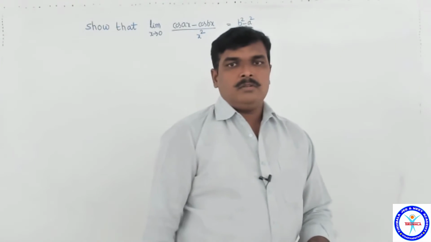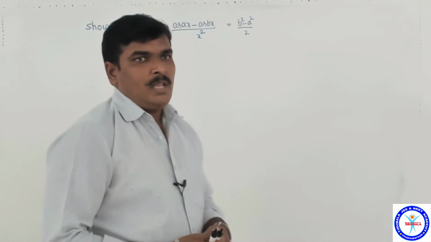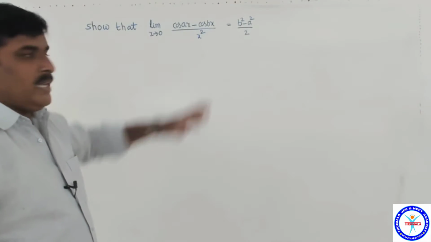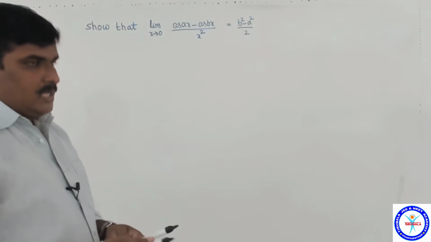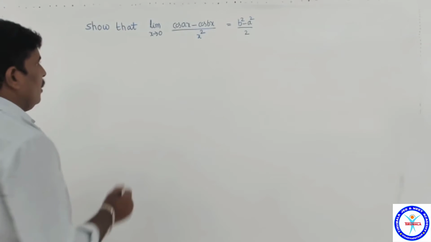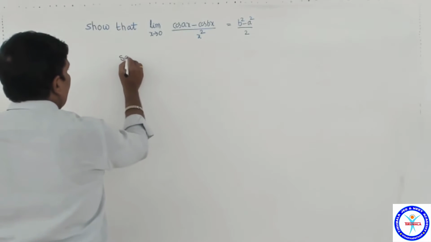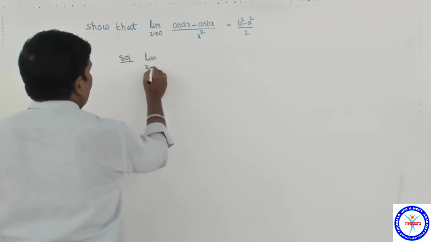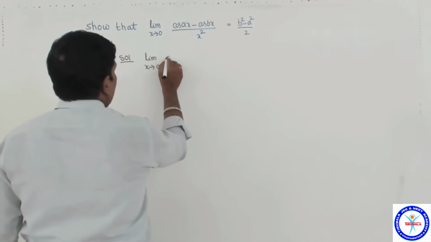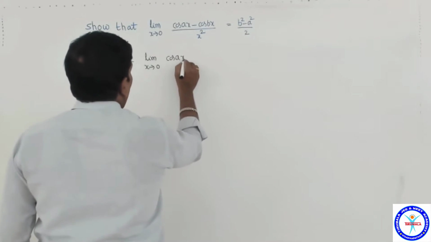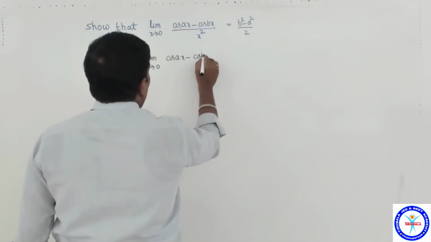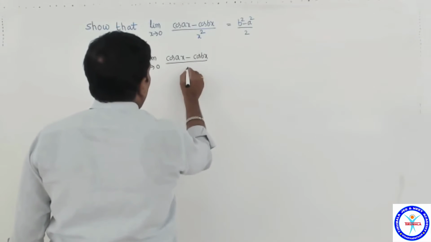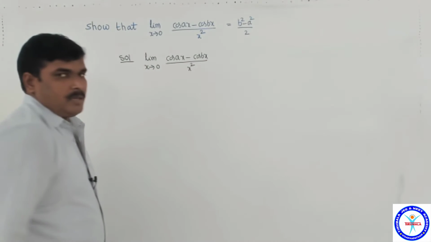Okay. Now, limit x tends to 0, (cos ax minus cos bx) by x square equal to (b square minus a square) by 2. Now, limit x tends to 0, cos ax minus cos bx divided by x square. Okay.